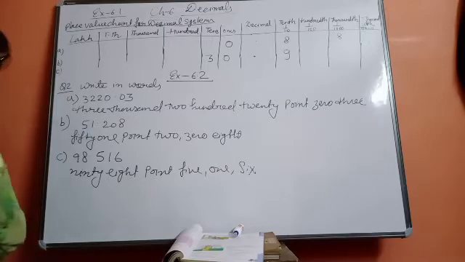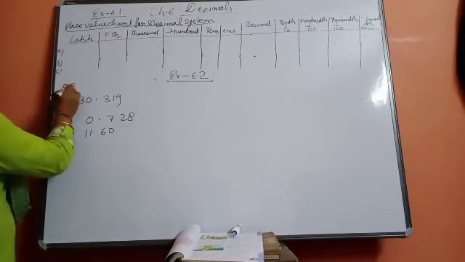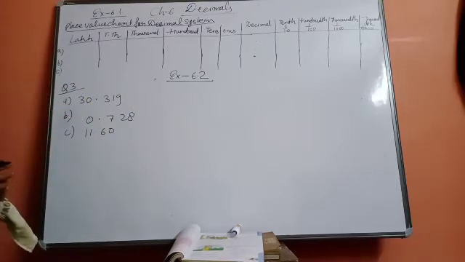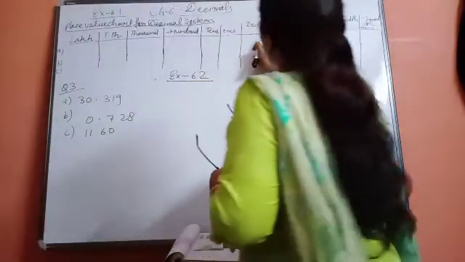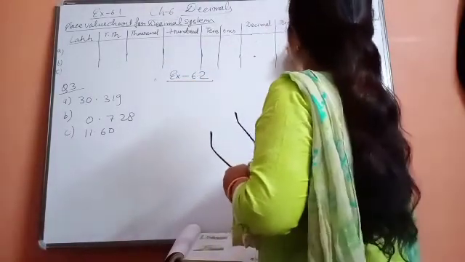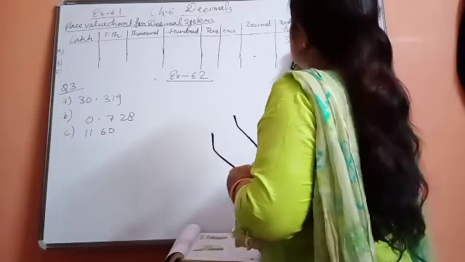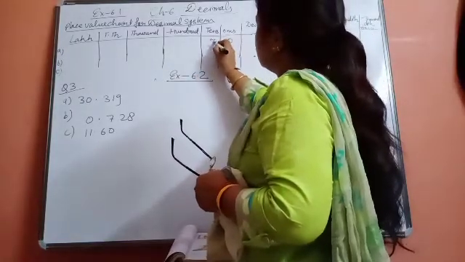Now come to question number 3. From exercise 6.2, question number 8. What you have to do? Write the following decimal numbers in the place value chart. See how we will write 30.319. First of all, the point is there. After the point, the first digit is 3, then 1 and then 9. So tens, hundreds or thousands place is there. Afterwards, the decimal ones place is 0 and here 30. So in this way you will write.